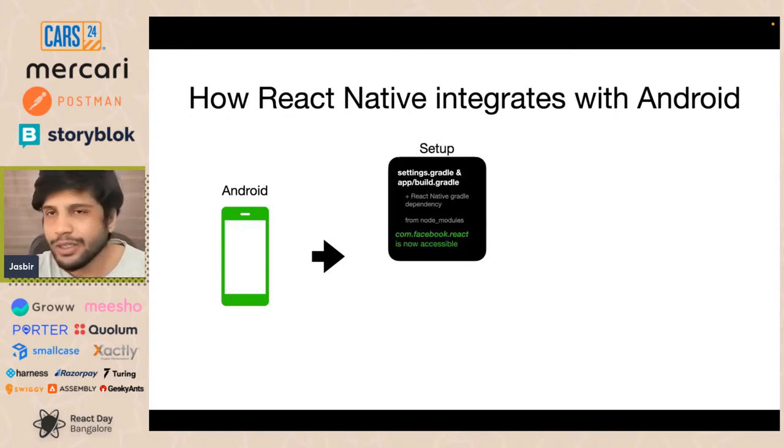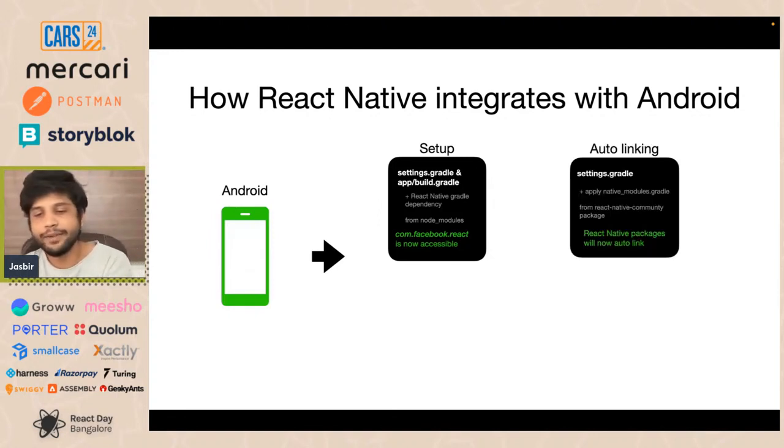So there are in total 4 major steps when you're trying to set up React Native inside an existing Android project. So firstly is the setup. You need to add React Native Gradle dependency inside your settings.gradle and app/build.gradle, and that will make your com.facebook.react, which is basically the React Native Android library, accessible within your project. So this will now be able to power content using React Native.